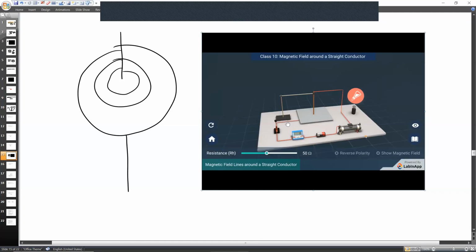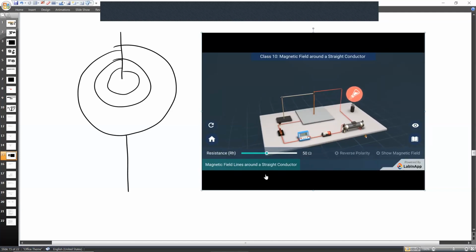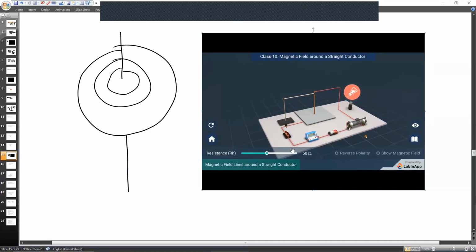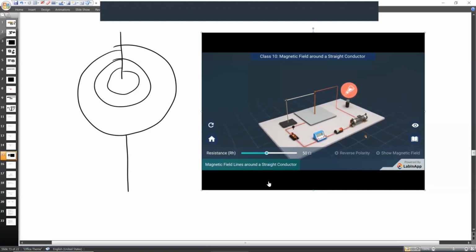We know that a current carrying conductor behaves like a magnet. So, what is the pattern of this magnetic field? Let us do an activity to find out the pattern around it.